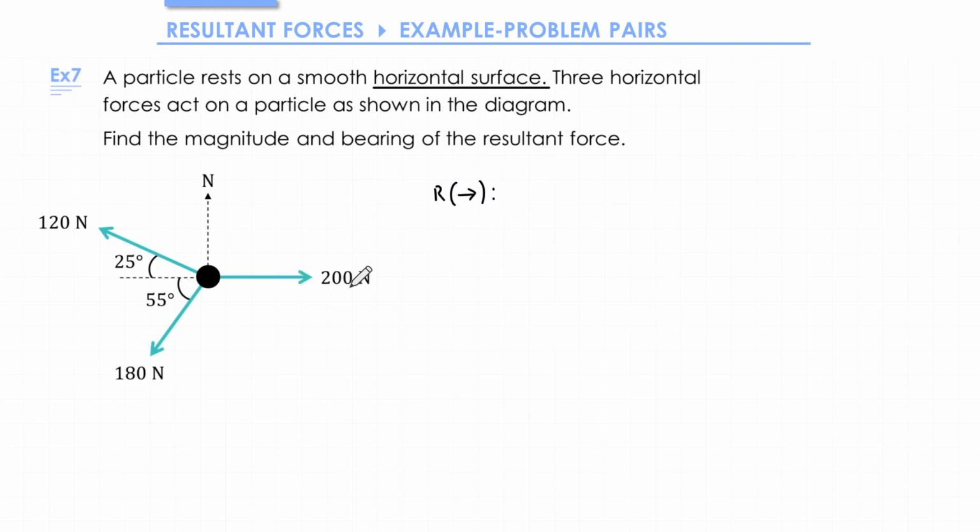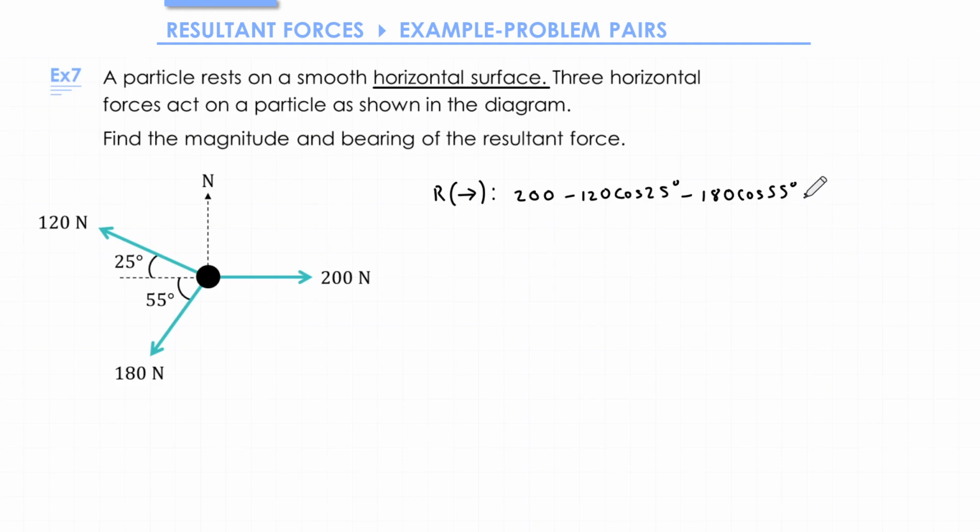We've got a 200 Newton force acting to the right. To the left we have a component of the 120 Newton force. We're crossing the angle, so that will be minus 120 cos 25. We have a component of the 180 Newton force. That will be 180 cos 55.